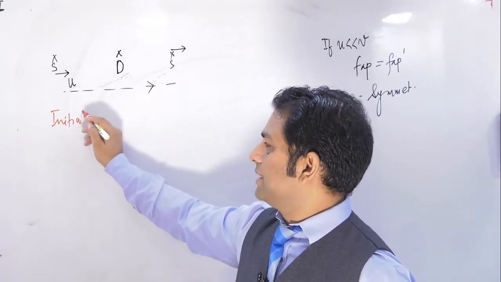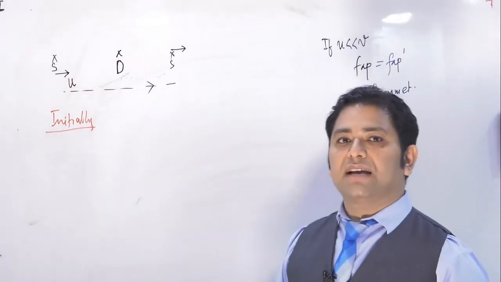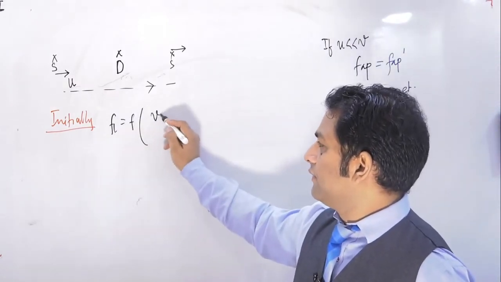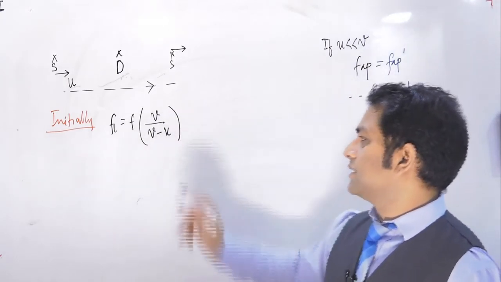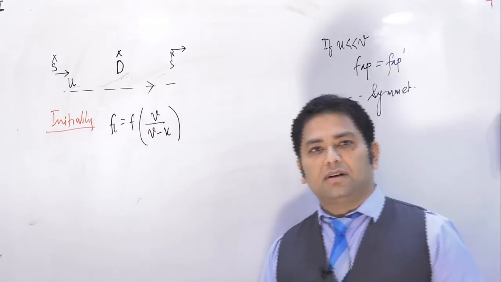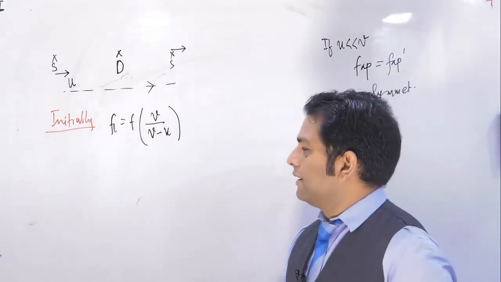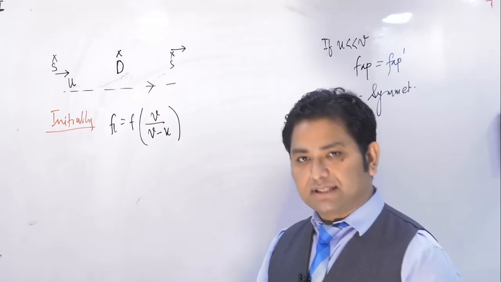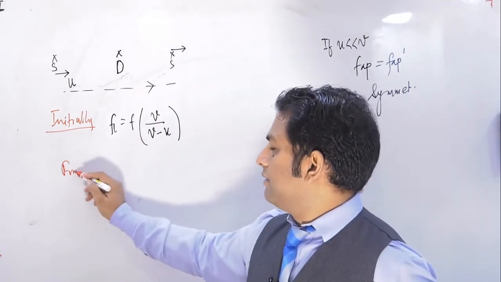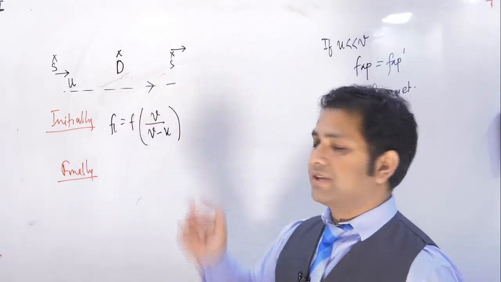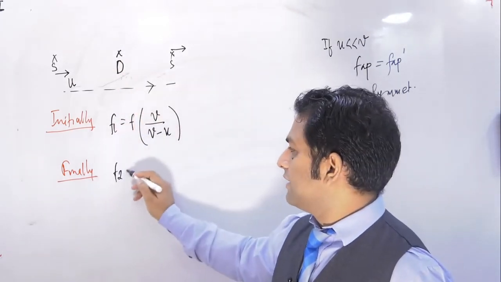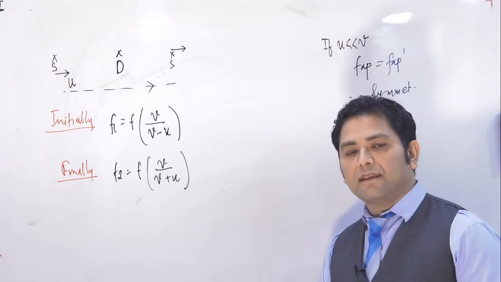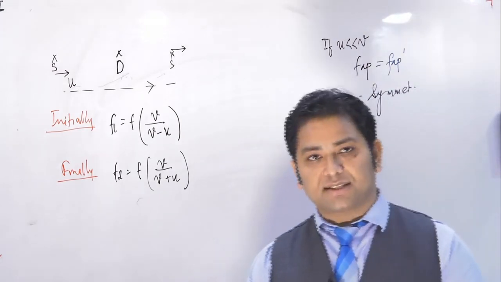Initially, let's say, initially means when the source is towards the left of the detector, that's going to be F1 is F V by V minus U. That's how it comes. And just try to see, why did we write this? Because the source approaches towards the detector, so the frequency increases. And finally, when the source reaches the other side, the frequency detected F2 will be F into V by V plus U.